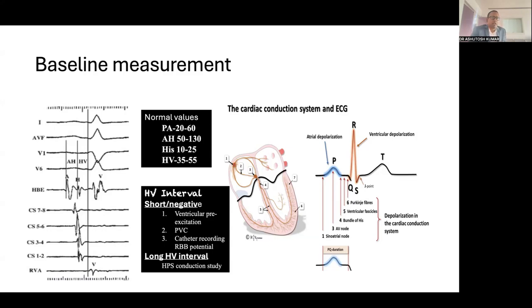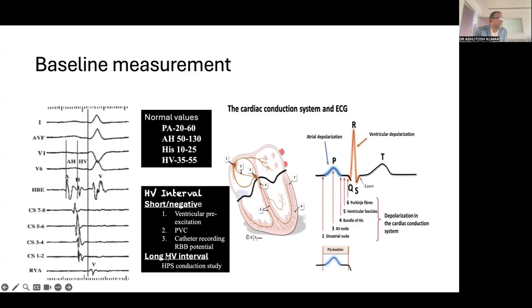In those situations we see ventricular pre-excitation, meaning the atrium is activated and at the same time the ventricle is also activated. It is bypassing the AV node because there are aberrant fibers. That's why the HV interval will be short or negative. In most conditions it will always be positive. If it is going towards negative, it means there is some abnormal pathway between atrium and ventricle.